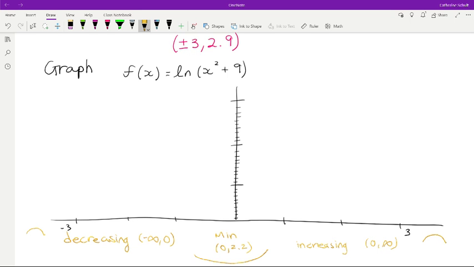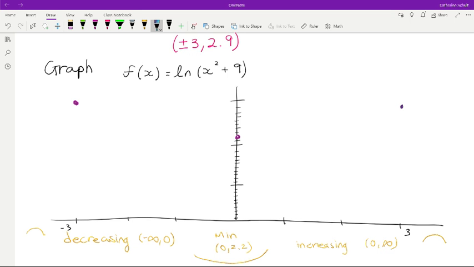So let's start putting everything together. Our minimum value is 0 and 2.2, somewhere around there. 3 and 2.9 are the inflection points. We have some nice symmetry. It's an even function. Okay, I think that's pretty much even.